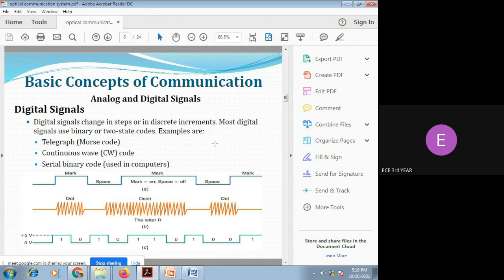Digital signal, it changes in steps or discrete increments. That is logic 1 or logic 0. So if it is high, it means logic 1; if it is low, it means logic 0. These are digital signals. All of you know that very well.